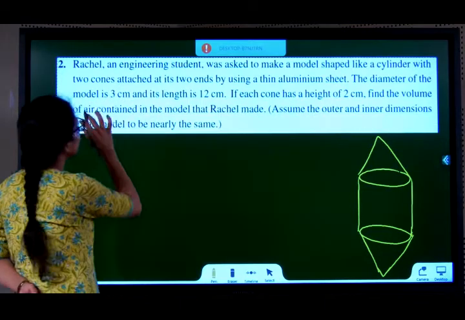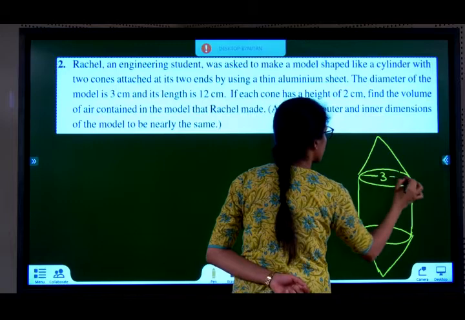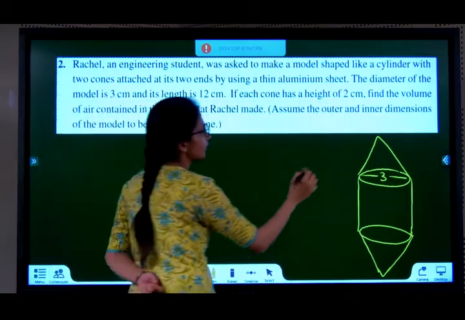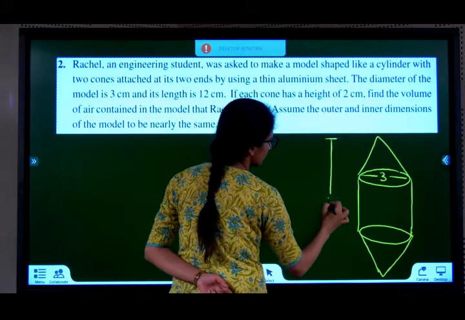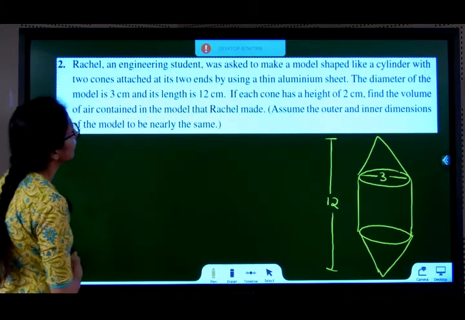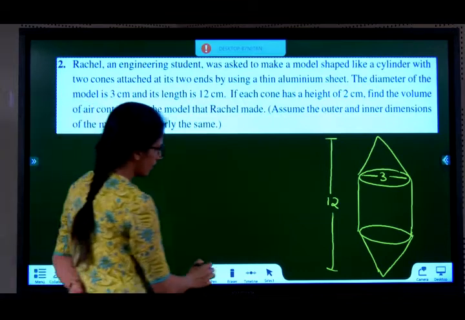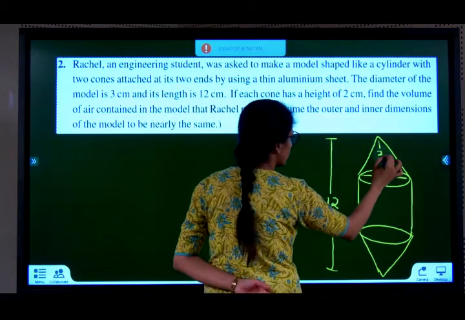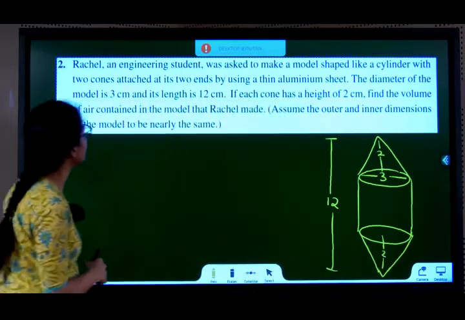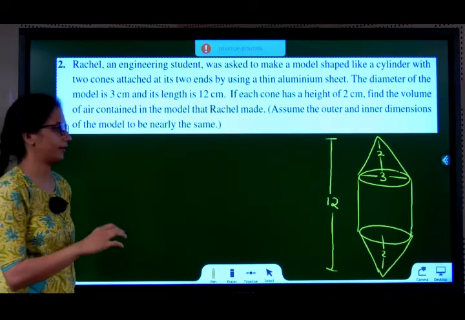The diameter of the model is 3 centimeters. And its length is 12 centimeters. So the total length is 12 centimeters. If each cone has a height of 2 centimeters, find the volume of the air contained in the model that Rachel made.